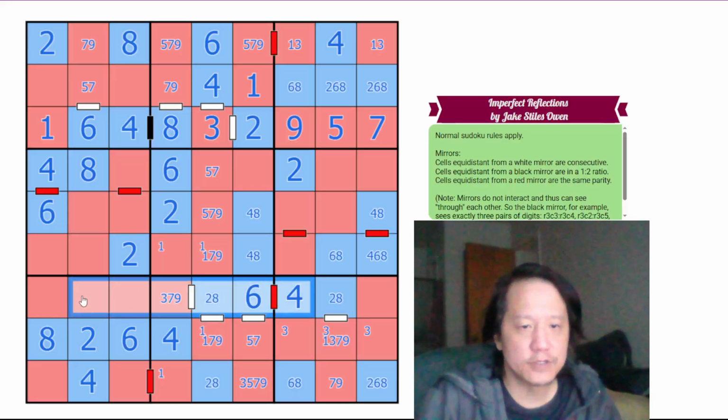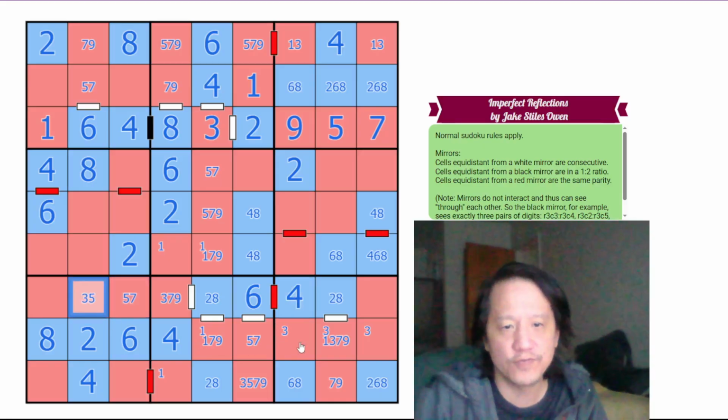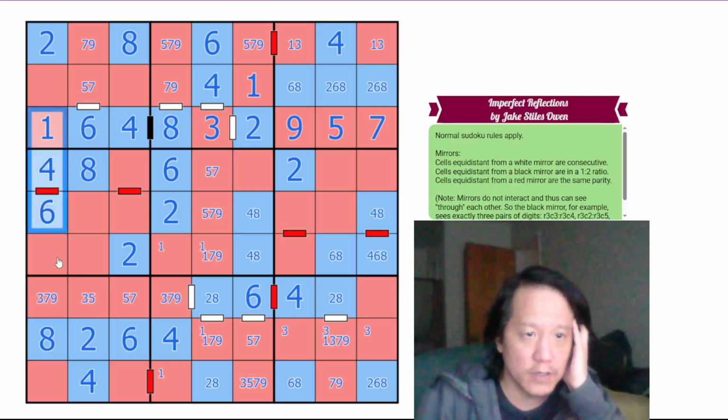Oh, these digits are consecutive. So 6 is consecutive with only 5 or 7. So that's 5 or 7. 4 is consecutive with 3 or 5. And then 2 and 8 can be consecutive with 1, 3, 7, or 9. And this can't be 1 because of 1 in the column.